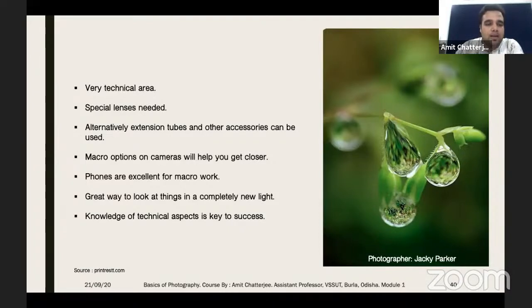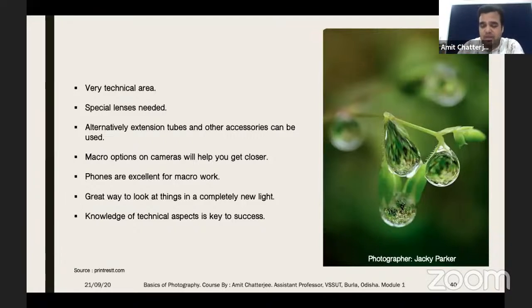So special lenses are needed for this kind of photography. Although these days smartphone cameras have a macro mode, a super zoom mode, you can go close and take photographs, and it's good because macro photography is getting famous these days because it is showcasing things that are not seen to us, and because of which we get excited by looking at it.